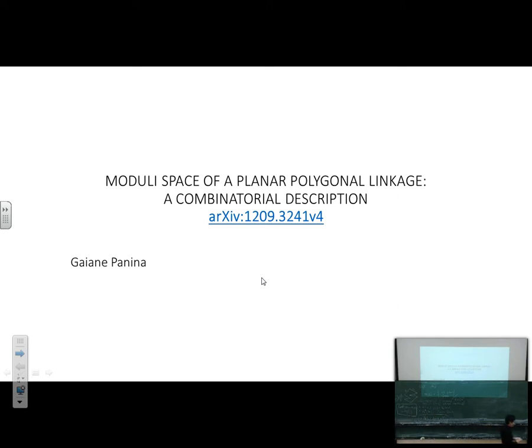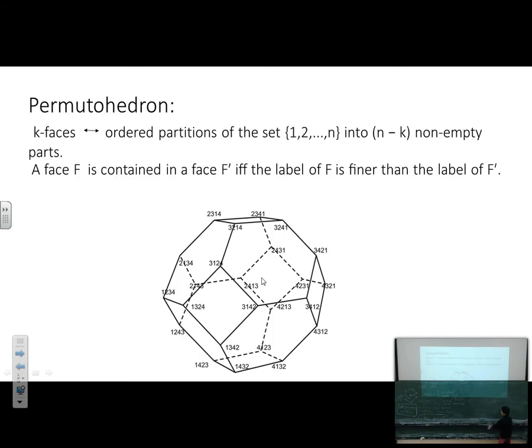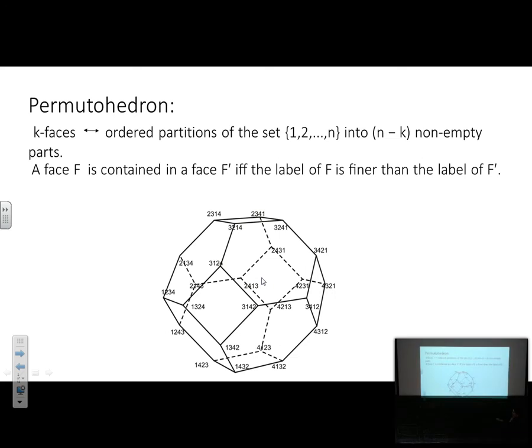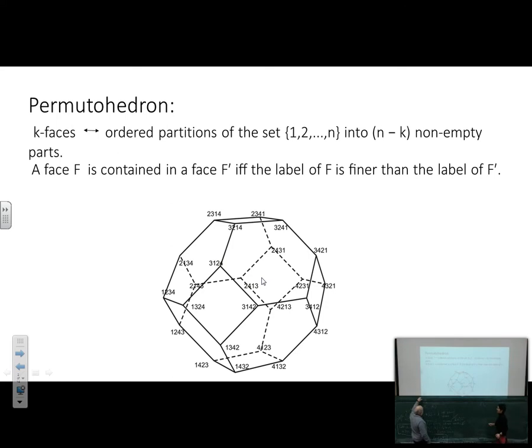And so the first thing that I want to do is to remind you about the combinatorics of a permutohedron. So this is P4, the standard permutohedron. I think that the majority of the audience knows about permutohedra better than me, so they do not need the picture. I'm going to describe the combinatorial structure of it and how the labels appear on the faces of a permutohedron.